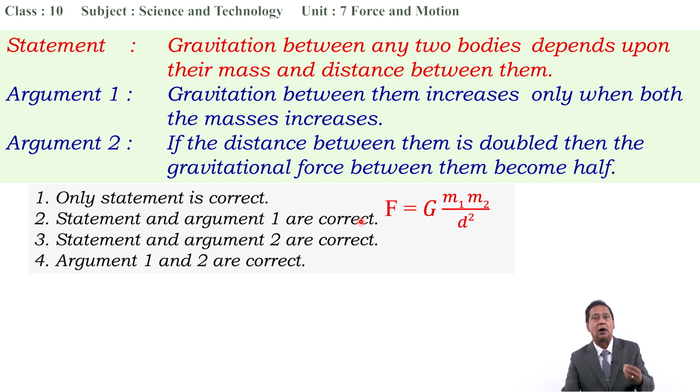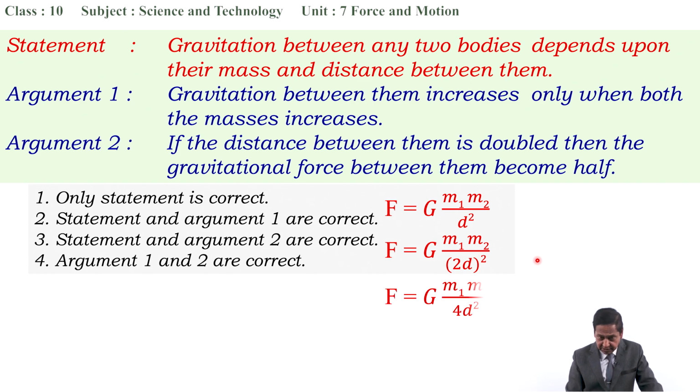Now let's go to the third. Statement and argument 2 are correct. The statement is correct, we know, but argument 2: if the distance between them is doubled, then the gravitational force between them becomes half. Is it? Let's take values. Look at this equation. If the distance between them is doubled, then instead of taking d, we have to take 2d. Yes. Now it becomes 2d square.